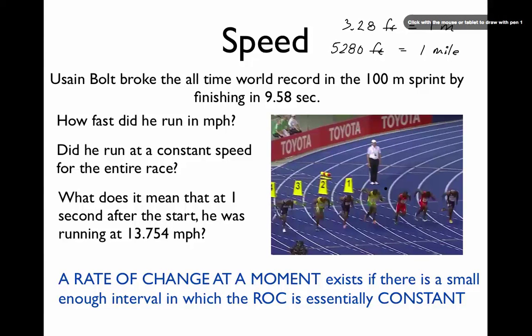Okay, so a rate of change at a moment exists if there's a small enough interval in which the rate of change is essentially constant. Okay, so a rate of change in a moment is when the moment is small enough and we can consider a constant rate of change. Constant rate of change, really important. We make the moment small enough to the point where we can say essentially what's happening in that moment is constant rate of change. That's called a rate of change in a moment.